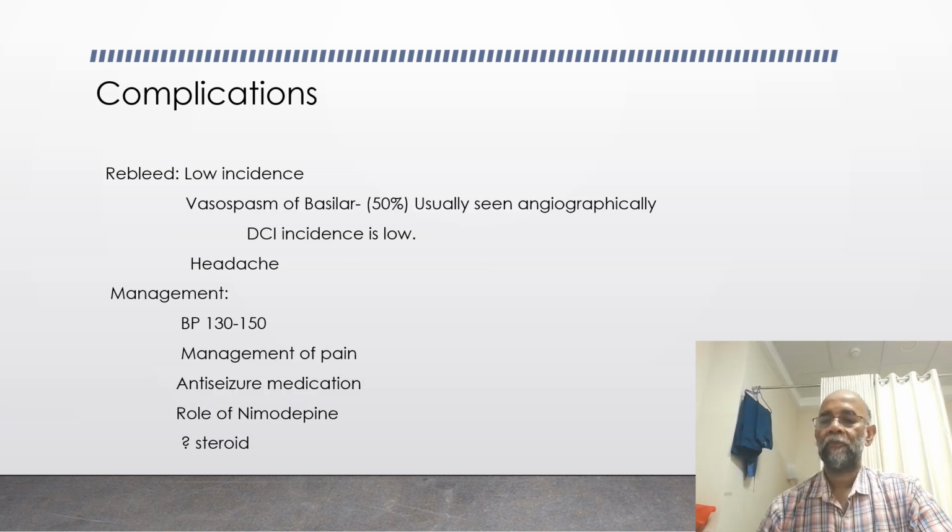Unlike aneurysmal subarachnoid hemorrhage, the incidence of rebleed is very, very low. However, patients can develop vasospasm. 50% of patients in whom we do a digital subtraction angiography for follow-up after about a week, between day 4 and day 15, show angiographically demonstrable spasm of the basilar. However, delayed cerebral infarction incidence in perimesencephalic non-aneurysmal SAH is low.